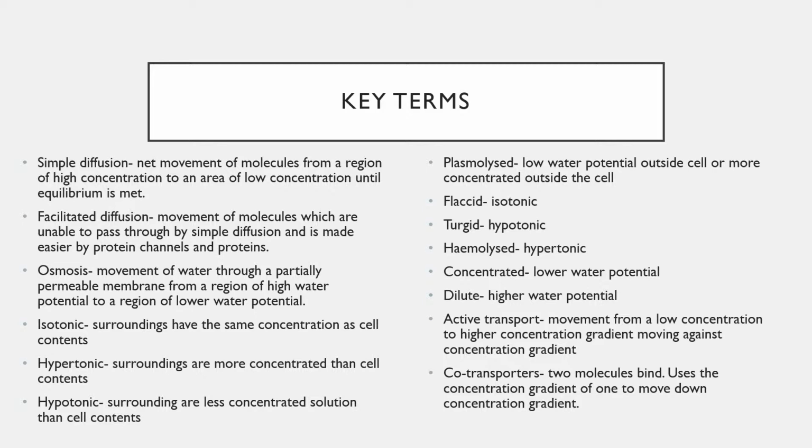Active transport is the movement from a low concentration to an area of high concentration, moving against the concentration gradient. And co-transporters bind two molecules together and use the concentration gradient of one to move the other down the concentration gradient.